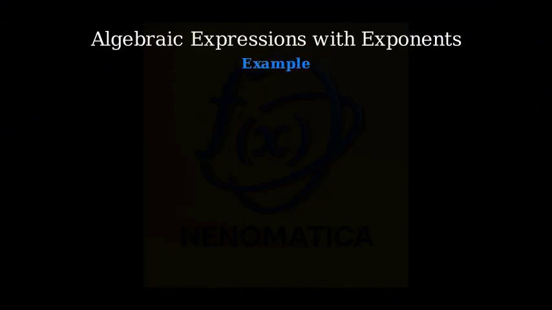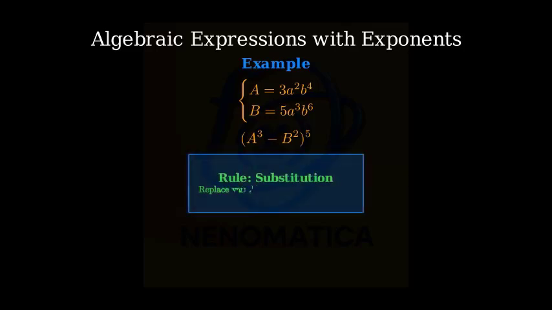Let's look at our example. If we have a equals 3a squared b to the 4th power and b equals 5a cubed b to the 6th power, we need to find the value of the following expression, a cubed minus b squared, all raised to the 5th power. Let's solve this step by step.